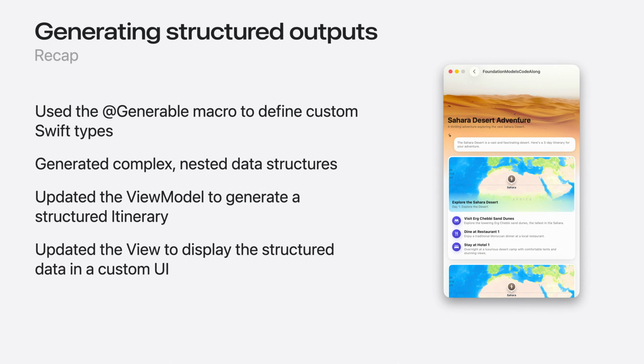So, to recap, in this chapter, we explored how to get structured data from the model. We used the generable macro to define our own Swift types and saw how to create complex data structures by nesting them. We then updated our app to generate and render this structured data in a rich user interface. Let's go build this model to take a look at all the changes we did.